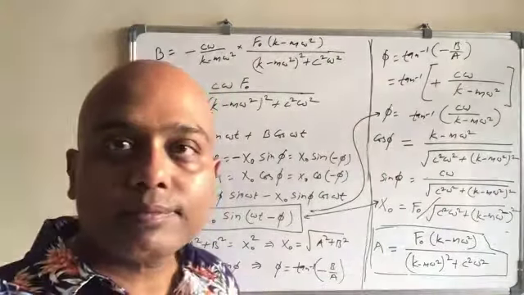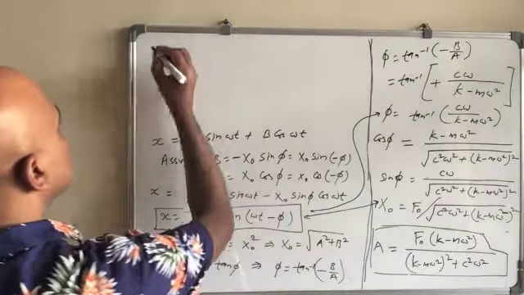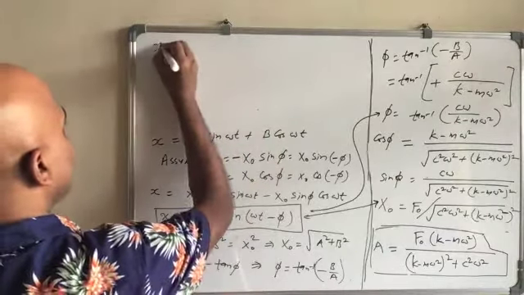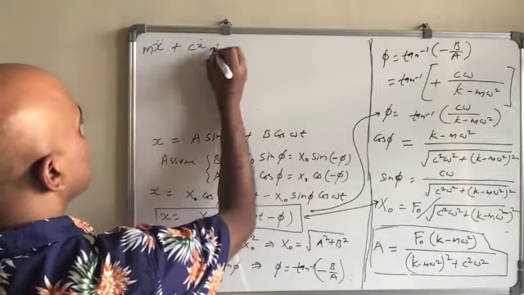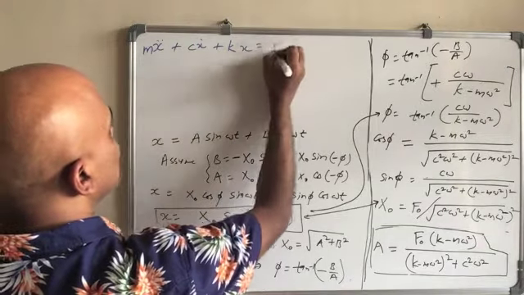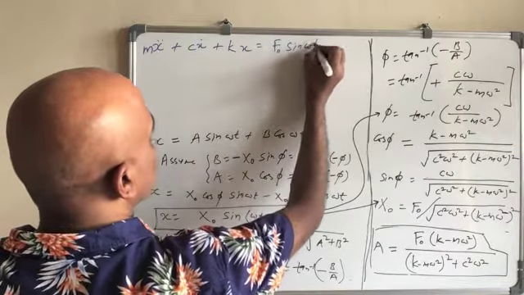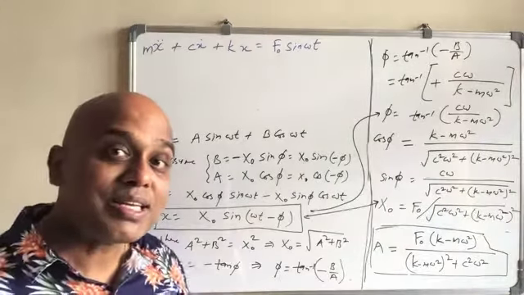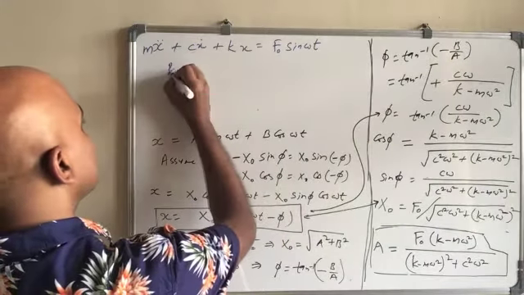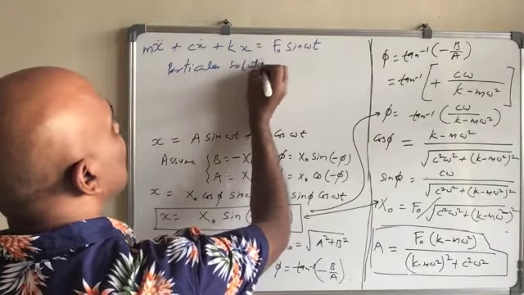So let's rewrite the final solution here. Okay, so for the final solution, which equation do we have? We have m x double dot plus c x dot plus k x equal to F naught sine omega t, and what value did we get? Which value? We are talking about the particular integral, the particular solution.